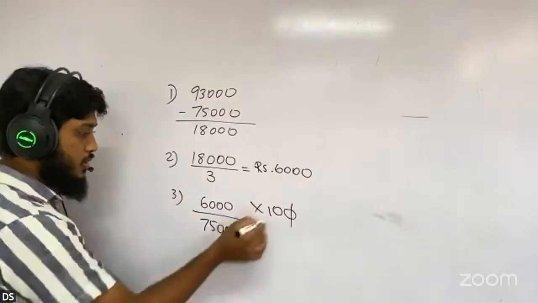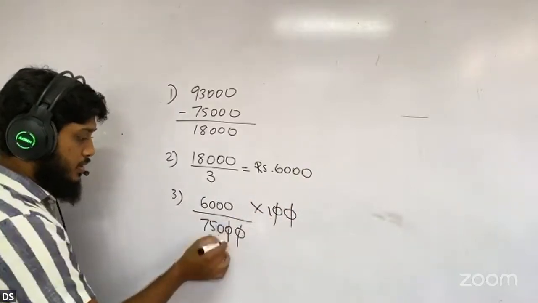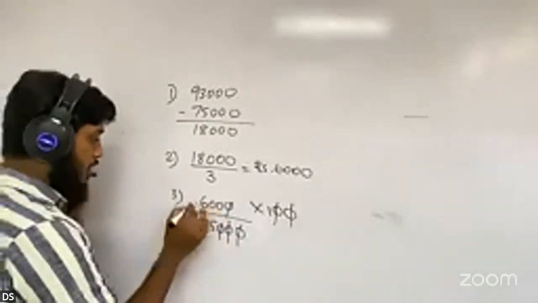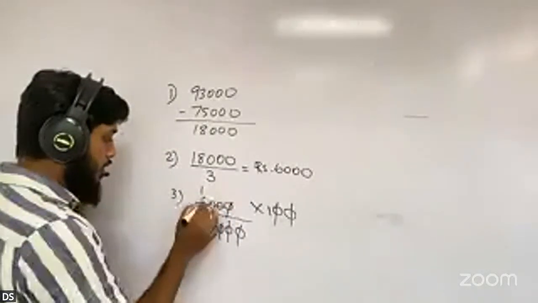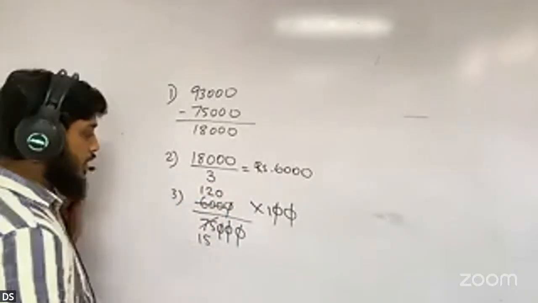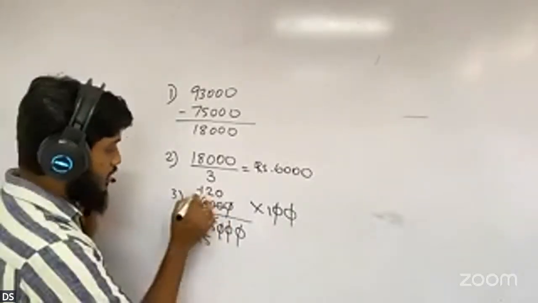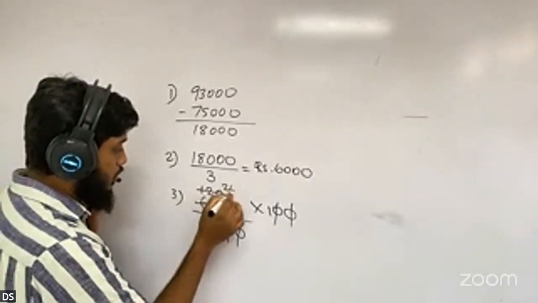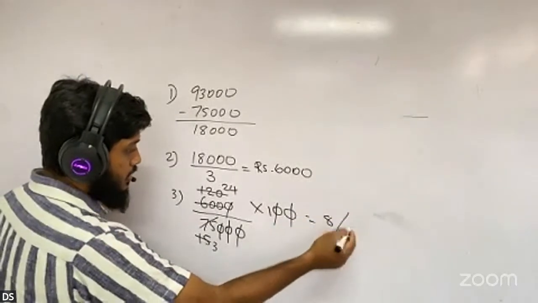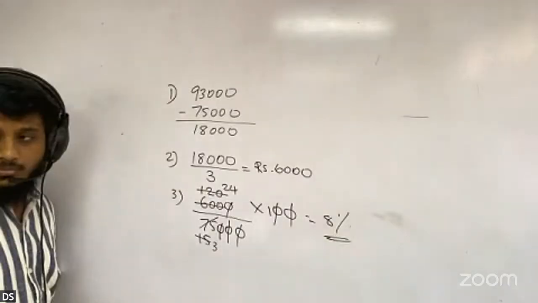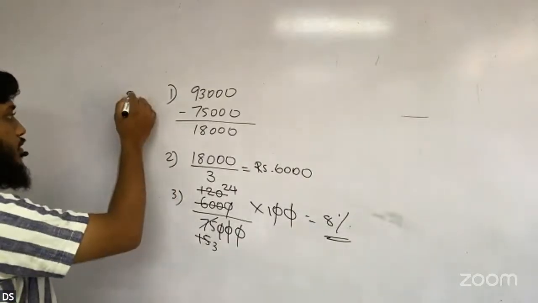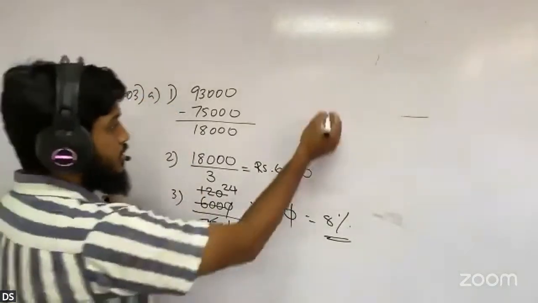So cancelling the zeros, 600 is divided by 75. Both are divisible by 5. If you divide by 5, you get 120 divided by 15. Again, you can divide by 5. You get 24 divided by 3, and you get the answer as 8%. Right? Then the B part. That was the third one's A. Now we'll see the third one's B.